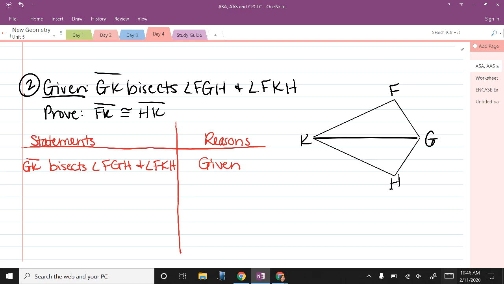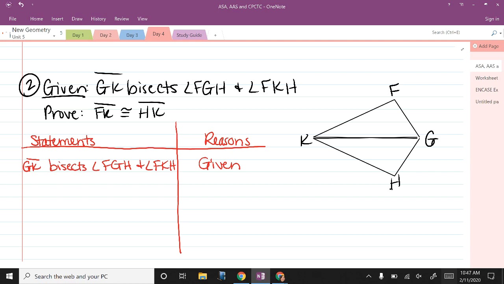I've told you guys before, bisects is a very important mathematical term, isn't it? Right? What does bisect mean? Cuts it in half. So if something's cut in half, it makes what? Two congruent things, right? But we're bisecting angles here, aren't we? Y'all see that? So we're bisecting angle FGH, which is all of angle G over here. And we're bisecting angle FKH, which is all of angle K. Right? So bisectors make two congruent angles.